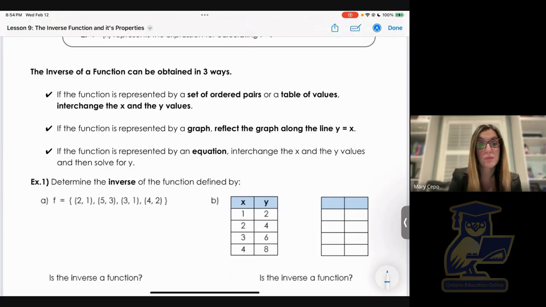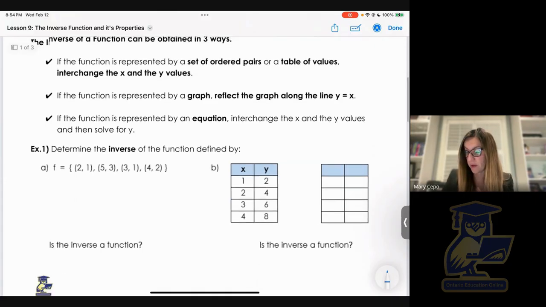If the function is represented by a graph, we're just reflecting the graph along the line y equals x. The third way is if the function is represented by an equation, we can interchange the x and y values and then solve for y. And we will be exploring all three of these ways.